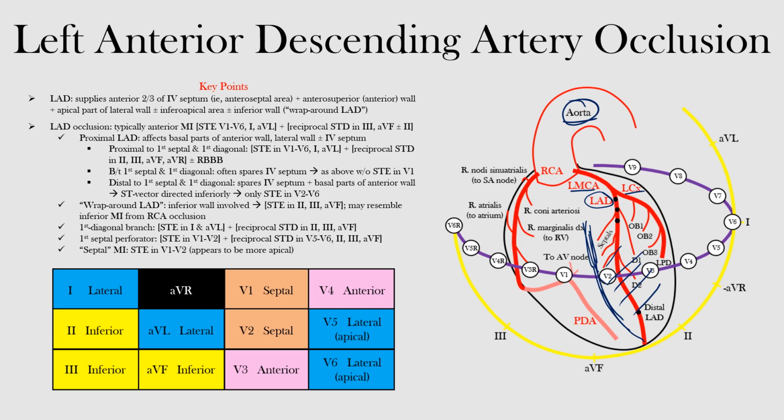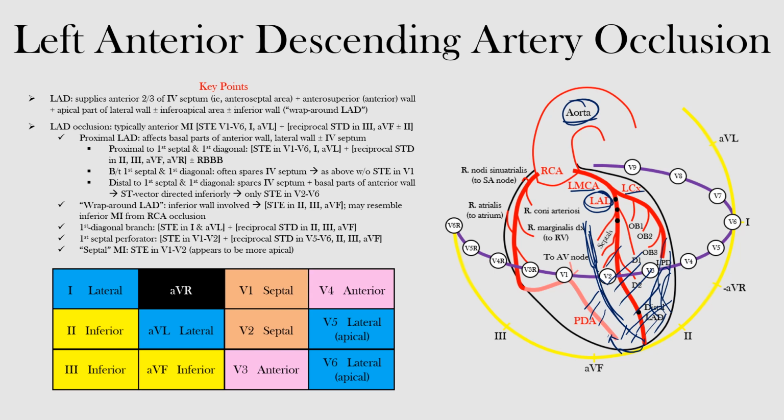We have the apical part of the lateral wall, this region here being supplied, as well as the infero-apical area. The infero-apical area here is also supplied, and if the LAD actually comes more distally and wraps around, it may supply the inferior portion, that back portion of the left ventricle as well. So again, the left anterior descending artery is coming off the left main coronary artery.